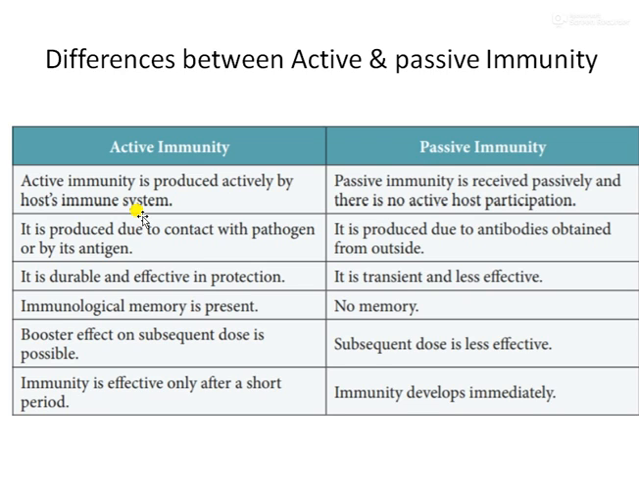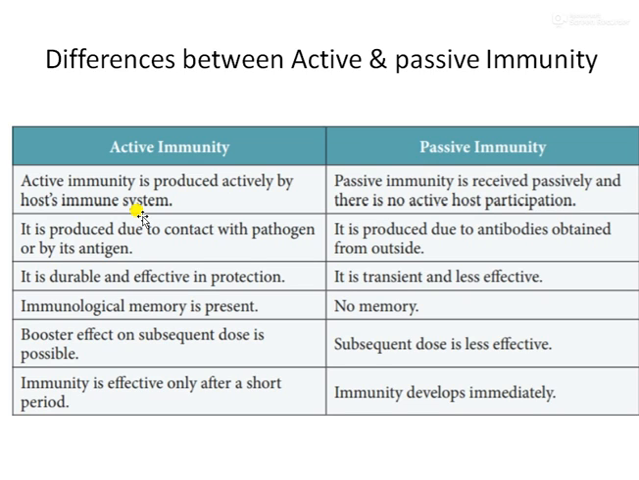Now, active immunity is durable and effective in protection, but passive immunity is transient and has been found to be less effective. Immunological memory is present in active immunity, but no memory is present in passive immunity. A booster effect on a subsequent dose is possible in active immunity, but the subsequent dose is less effective in passive immunity. Active immunity takes time to become effective, but immunity develops immediately in the case of passive immunity.